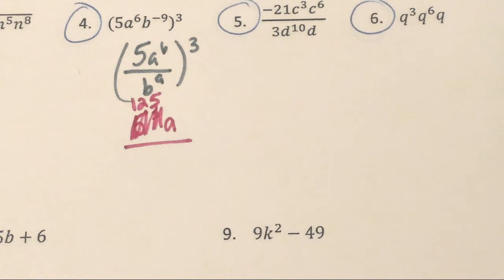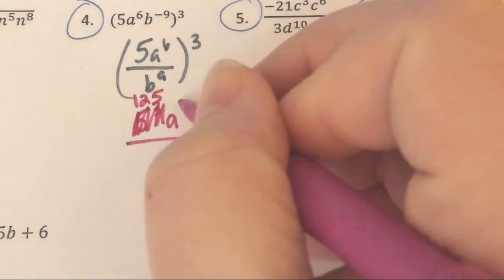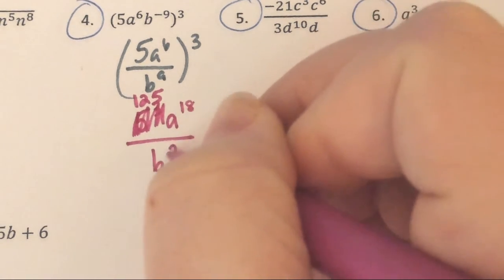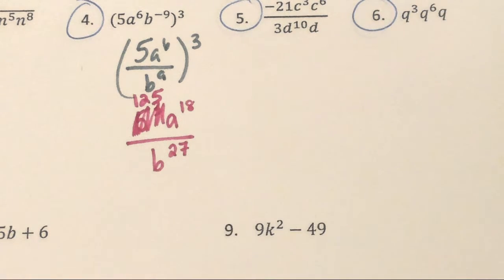It's a to the what power? And b to the 5, get the point. So our final answer is 125, a to the 18th divided by b to the 27th. But that should have been super easy. If not, that's something you need to study tonight.